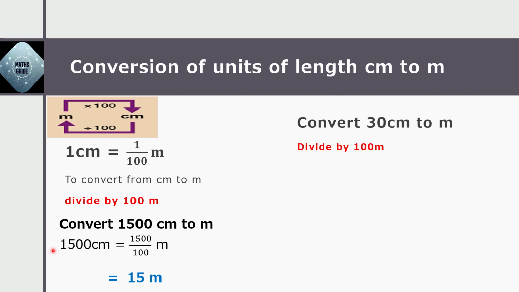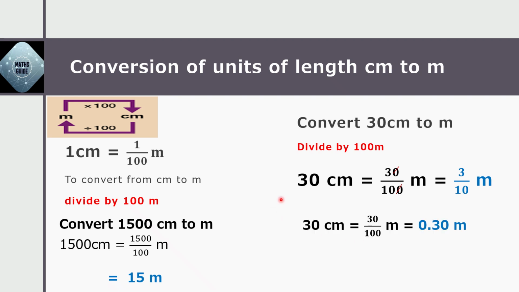Another example, convert 30 centimeter to meter. We will divide 30 by 100. And now let's simplify this fraction, which is 30 by 100. Just cut the zeros, and the simplest form of this fraction is 3 by 10 meter. We can also give this answer in decimal. Just put the decimal point and we'll get 0.3 meters.